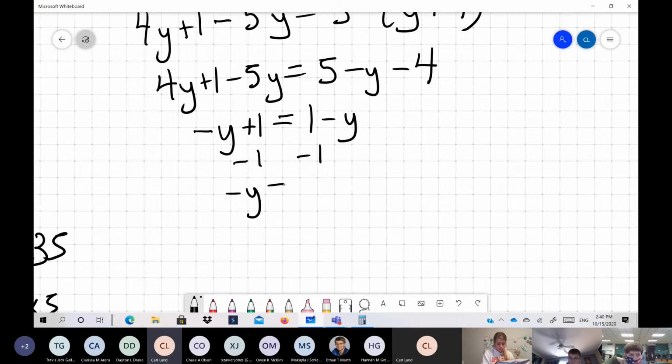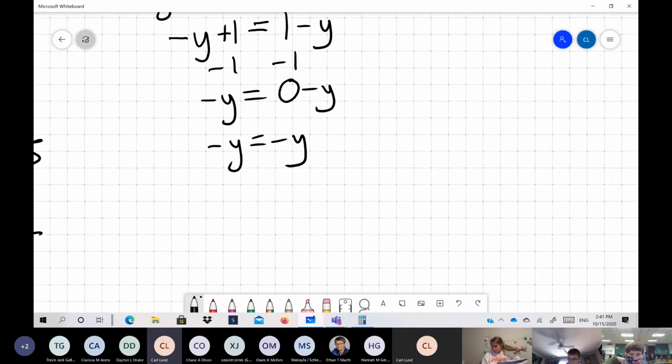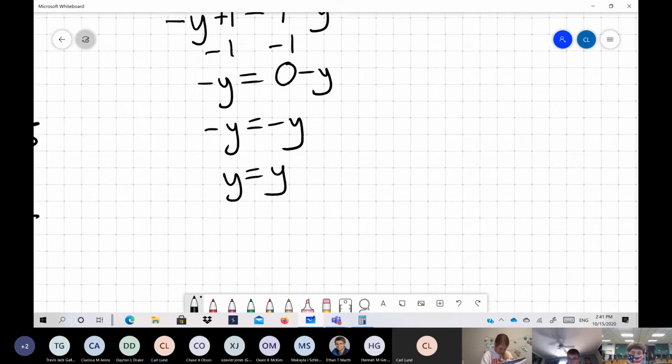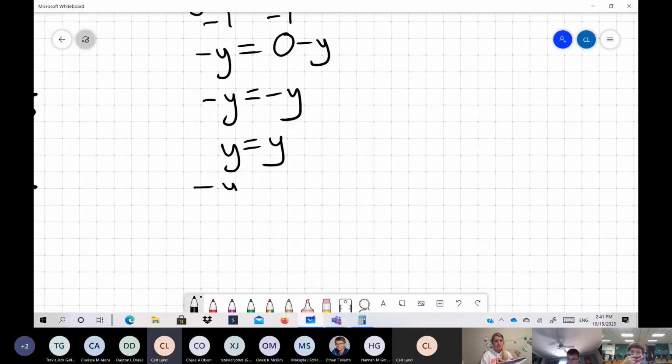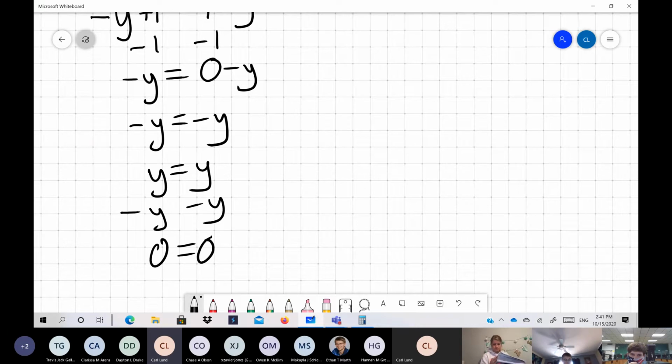And so I'm going to get -y equals 0 minus y. That is -y equals -y. If I were to divide both sides by -1, I would get y equals y. If I were to subtract y from each side, I would get 0 equals 0. I have a number equals itself. Because I have a number equals itself, that means all real numbers are solutions.